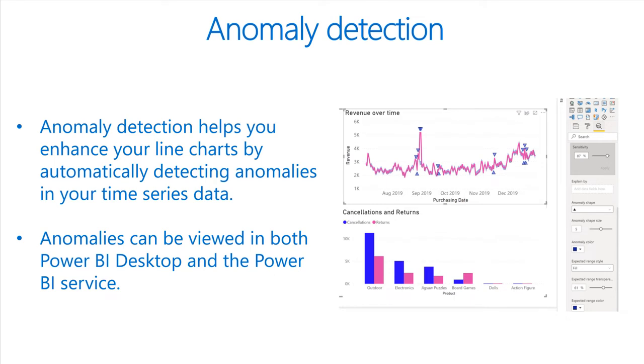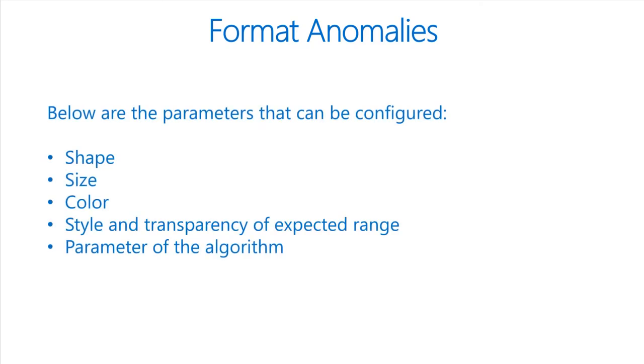data. The anomalies can be viewed in both the Power BI desktop application and the Power BI service. Talking about formatting the anomalies, we have different parameters which can be configured as a part of formatting the anomalies, like shape, size, color, style and transparency of the expected range, and the parameter of the algorithm.